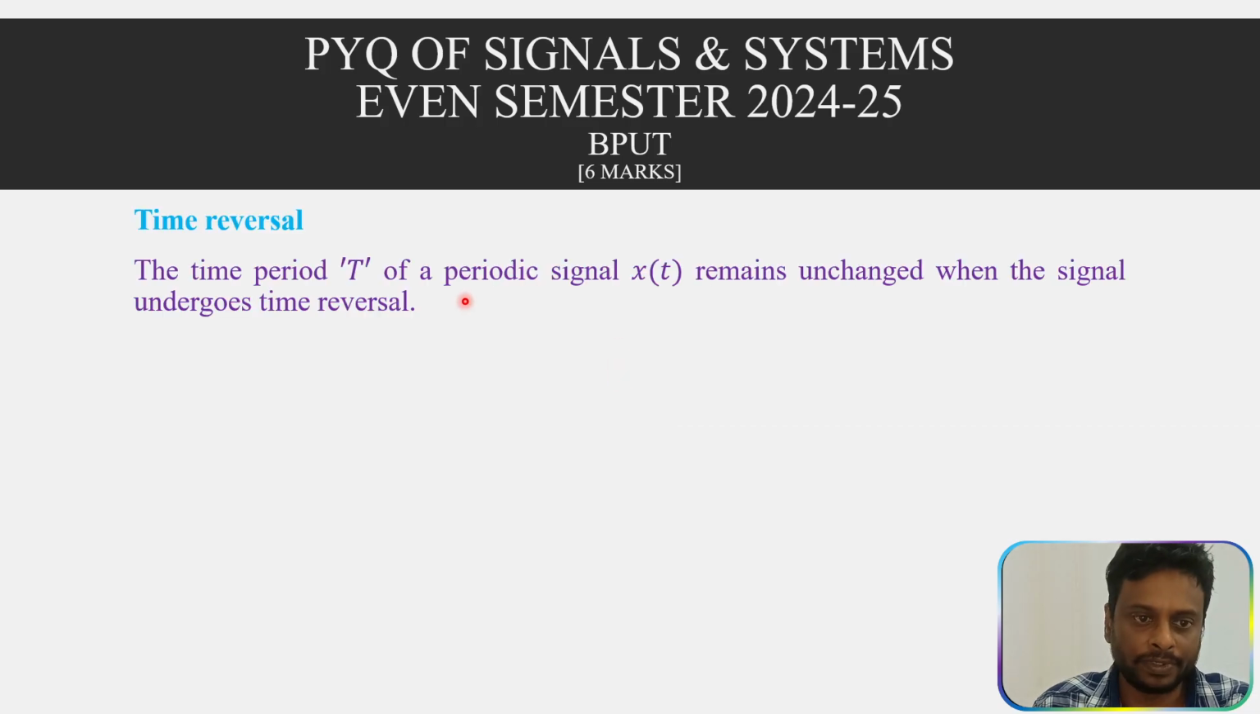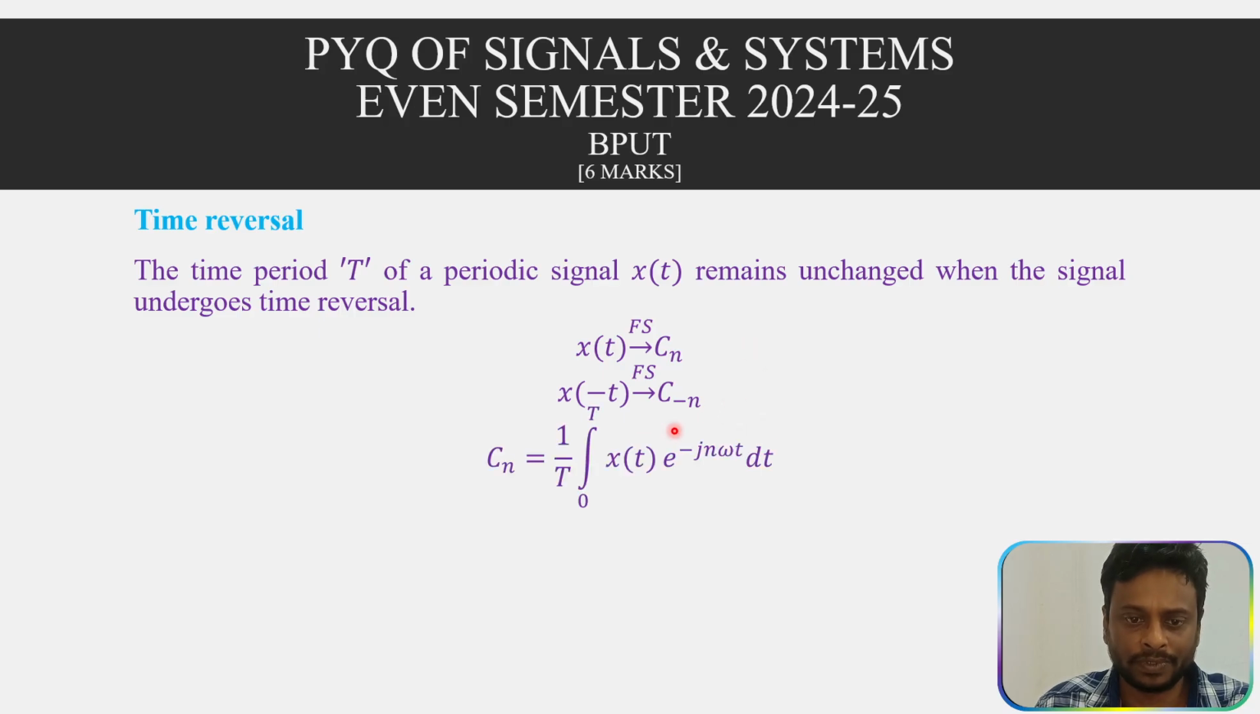The second one is the time reversal property. If the time period T of a periodic signal x of t remains unchanged when the time is reversed, you can see the time period of x of t, and when you do the time reversal, the time period remains constant. So let us check that. For x of t, the Fourier series coefficient is Cn. For x of minus t, the Fourier series coefficient is C of minus n, while in this case the time period is the same.